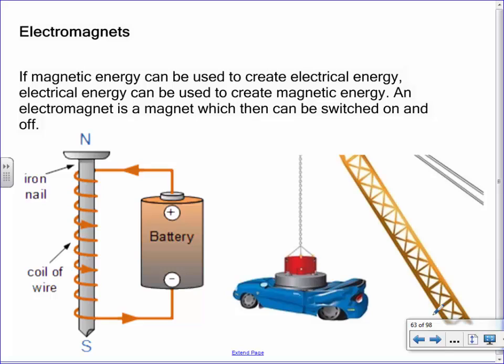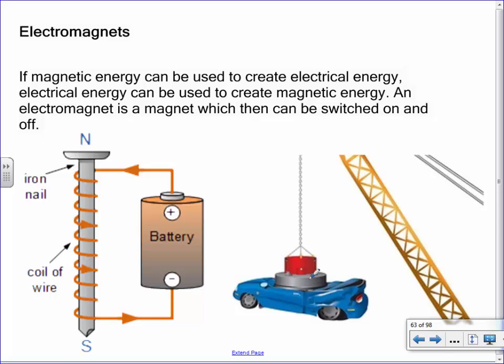So the first one's called an electromagnet. One of the cool things is that if a magnet can create electricity, it's actually possible for electricity to create a magnet. And someone really smart figured out how to make an electromagnet, which basically is a magnet that you can turn on and off. Rather than it being always a magnet, if you run a circuit through it, it's a magnet. If you turn the circuit off, then it's not.